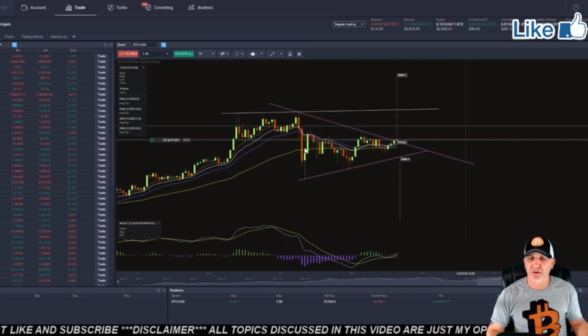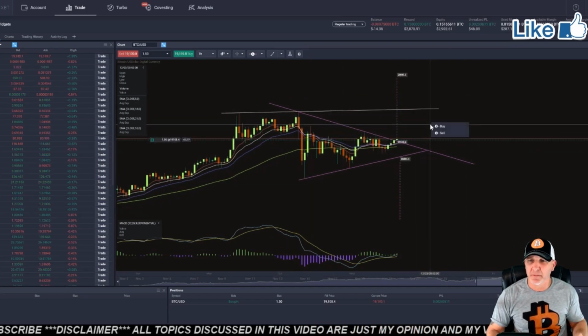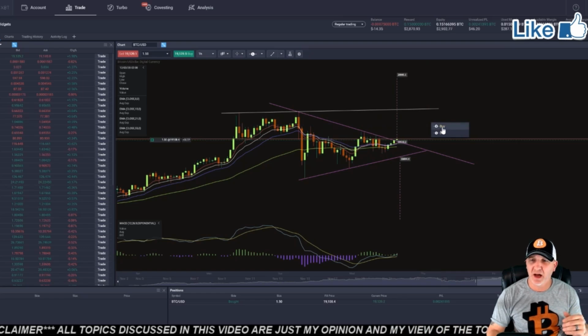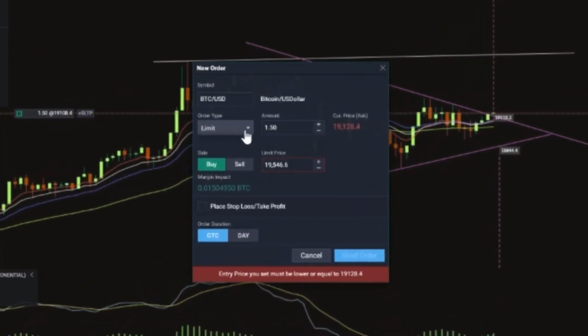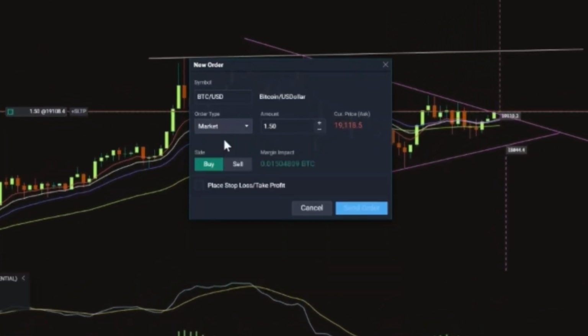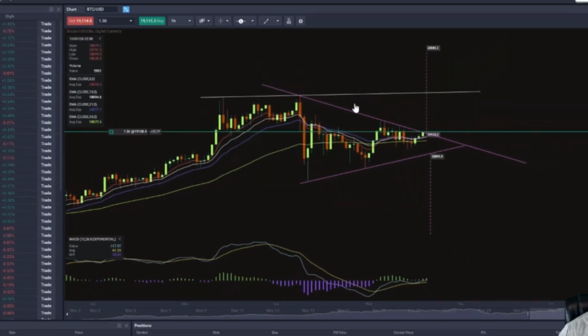But I'll show you, if you right click your mouse, it'll have the buy and sell option. Let's say you wanted to long here. So you get in, and let's say you wanted to get in right now. That would be a market order. And how do you know what leverage or margin you're using? That is the big question people are asking. So let's take a look.